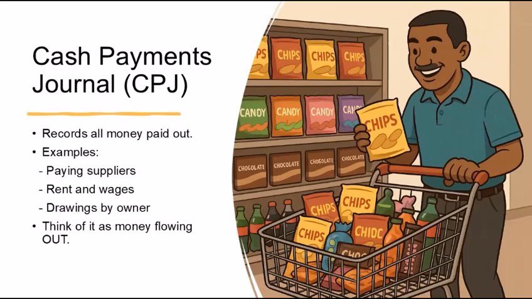So, the Cash Payments Journal is the opposite of the Cash Receipts Journal. The Cash Receipts Journal records all the money coming in, and the Cash Payments Journal records all the money going out. Think of the Cash Payments Journal as a door that only allows money to leave the business.